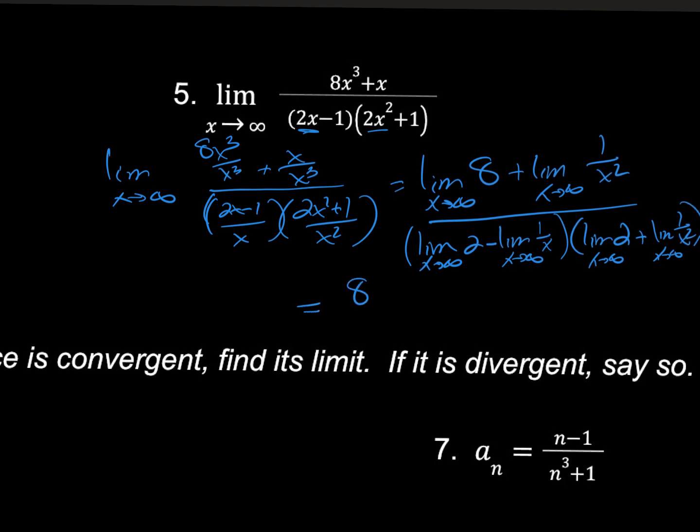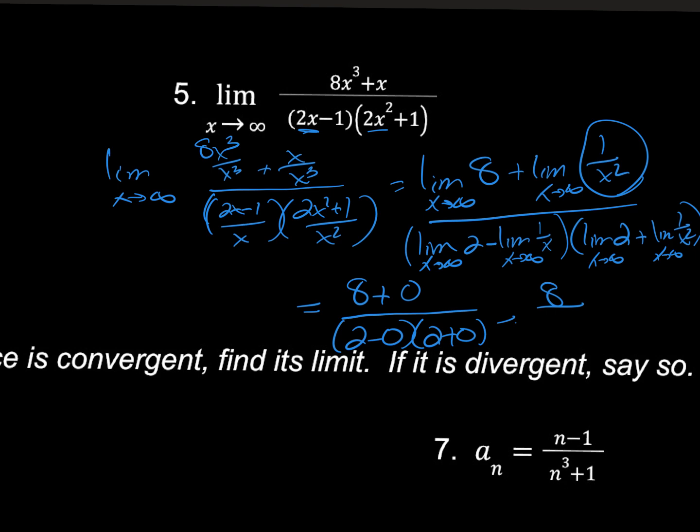If I have a constant, it's just a constant. If I get it down to this situation with a 1 over x squared, and over x to any power, that's just 0. Let's work through the denominator here. Denominator is going to be 2 minus 0 times 2 plus 0. So my numerator is 8. My denominator is 2 times 2, which is 4, by the way. So my limit is 2.